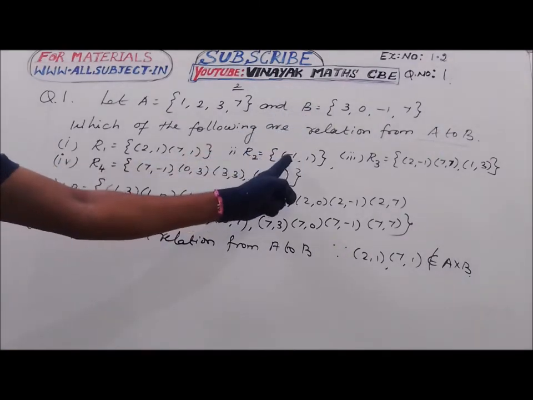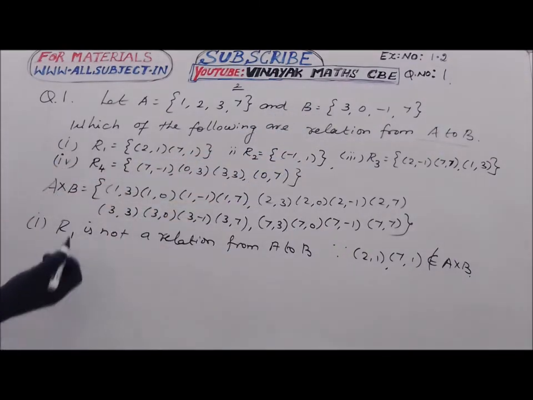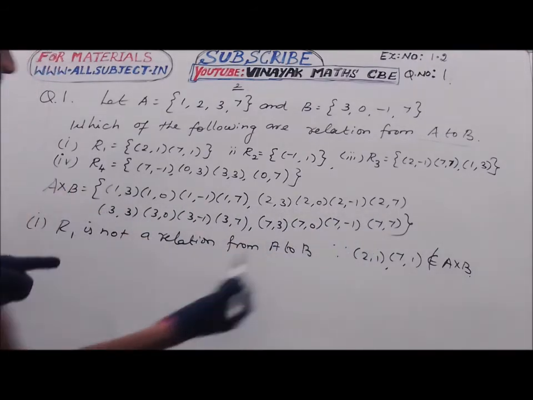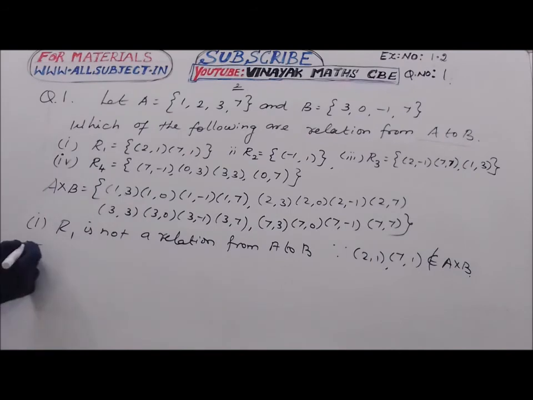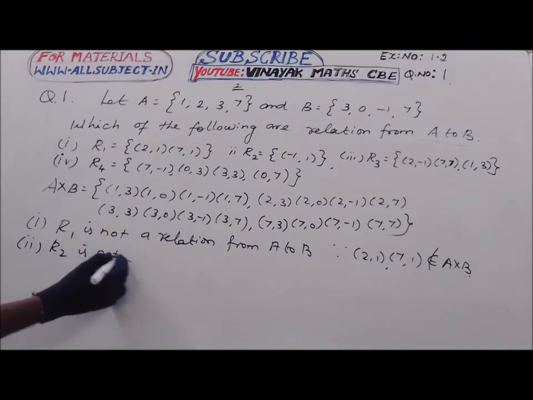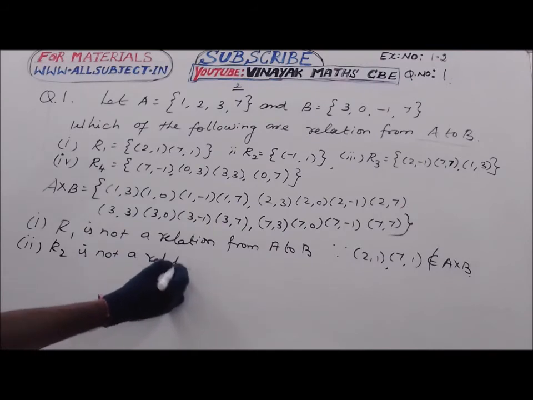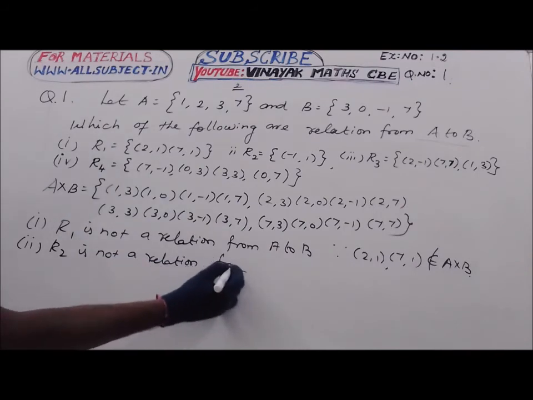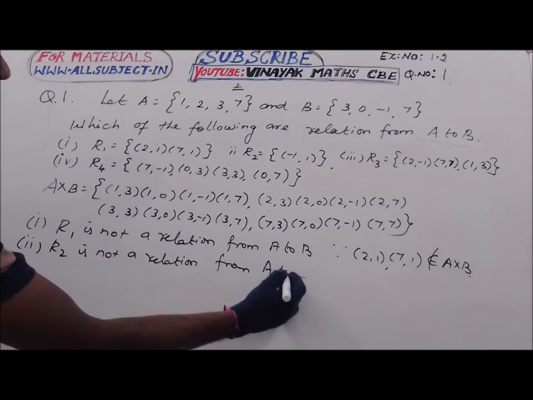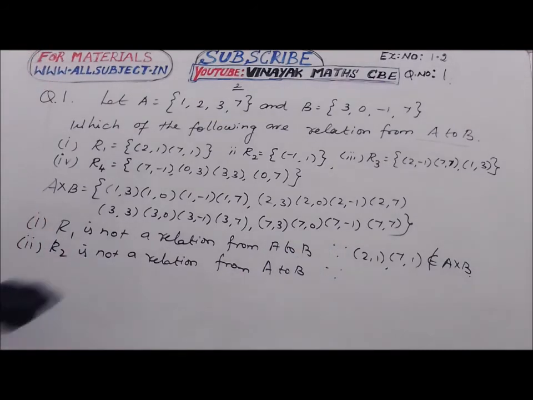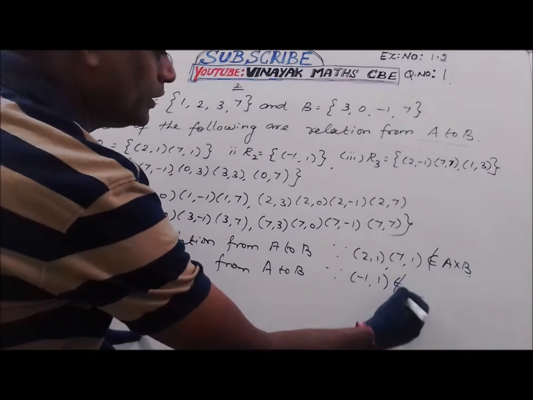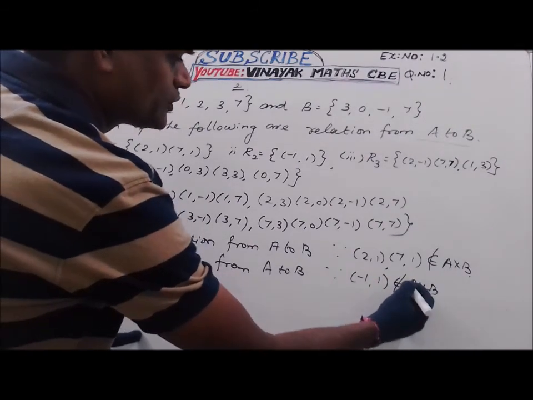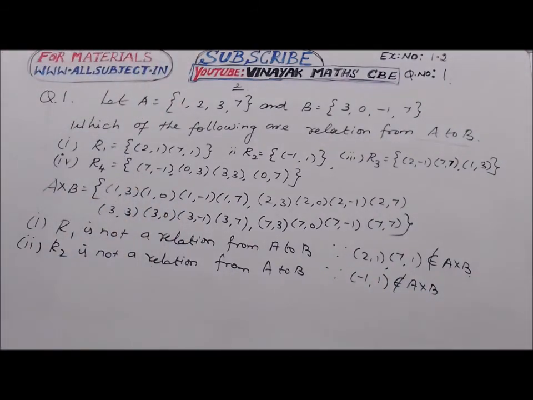Now R2, we have (-1, 1). So (-1, 1) is not present in A cross B. This means R2 is not a relation. For the second one, R2 is not a relation from A to B, since (-1, 1) does not belong to the set A cross B.